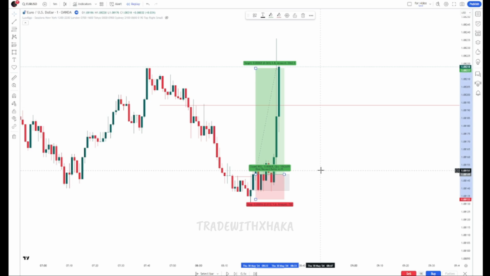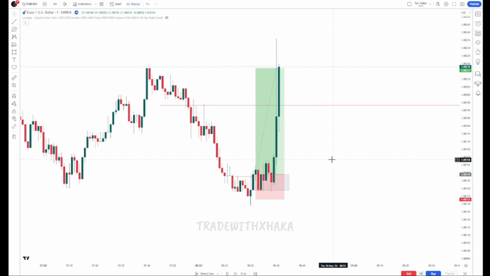And remember, I'm trading this strategy only on Euro USD. I don't trade other pairs with this because of spread. It works on all pairs, but for the fact that the spread on Euro USD is tighter than any other pair, I trade it only on Euro USD.